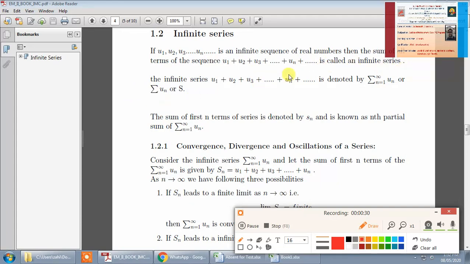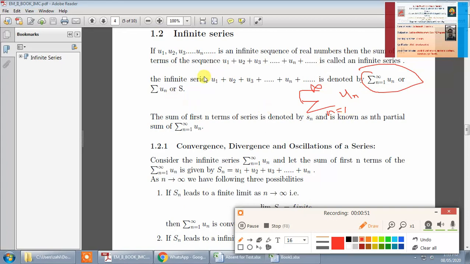Okay, how is the infinite series denoted? It is denoted like this. It is given by summation n from 1 to infinity. So you can write like this: summation n equal to 1 to infinity un. You may sometimes start your series from n equal to 0 also.